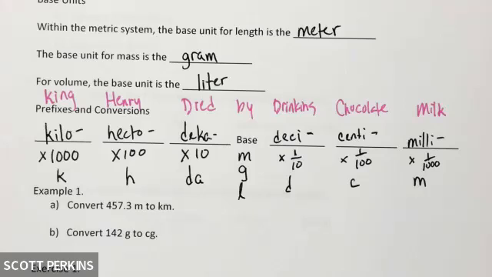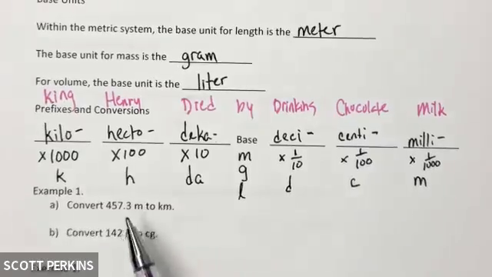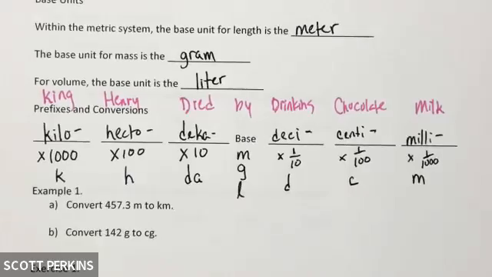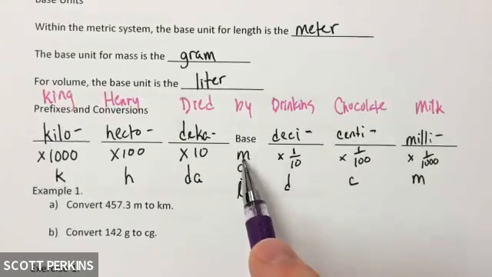Example 1, we are going to convert 457.3 meters to kilometers. So once you remember the prefixes, since this is a base 10 system, it aligns very well with our numbers. What we're just going to do is see where I'm going to move this decimal right here. I'm going to use my little chart right up here. I'm starting at meters, going to kilometers. So here my pen is at meters.